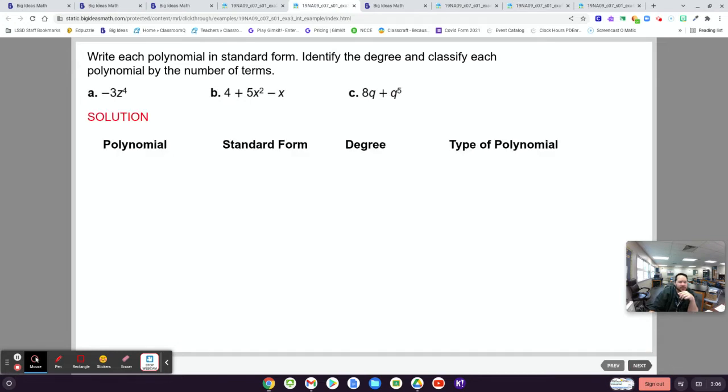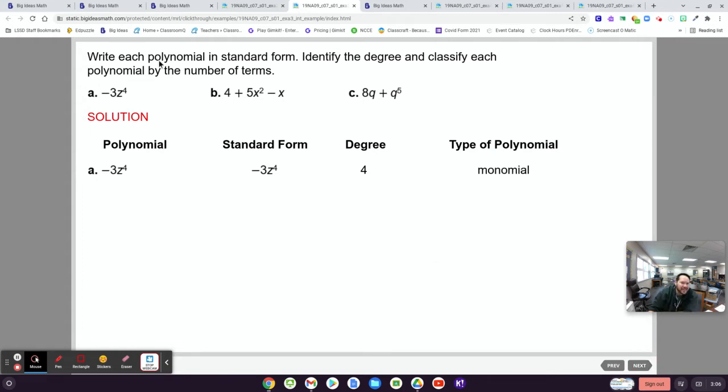All right, so the degree for A, is it going to show all the answers at once? I hope not. Oh, no, it doesn't. All right, so the standard form for that one is itself. The degree is 4 because it's to the 4th power. And then the leading coefficient's -3. It's the only coefficient here. What type of polynomial is it? It's a monomial. There's only one term.